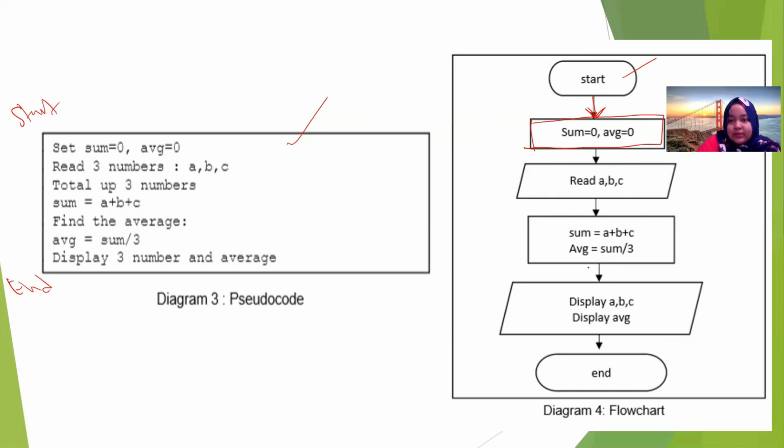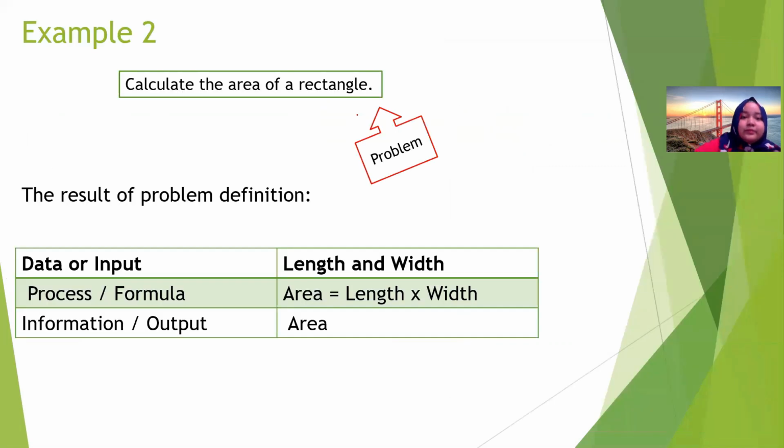Lepas tu proses, rectangle, output parallelogram dan ingat flow dia. Input, proses, output. Ni flow dia untuk pseudocode dengan flowchart. Okay, ni yang simple punya lah.